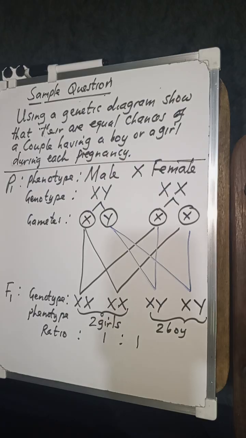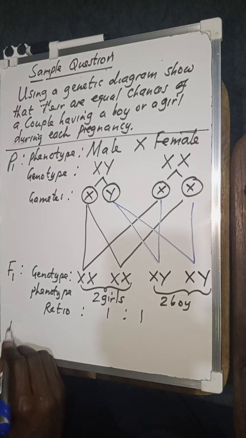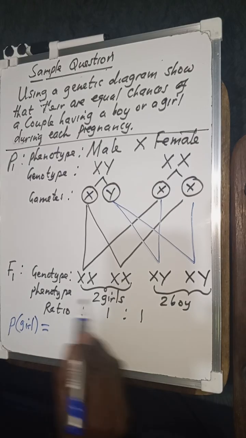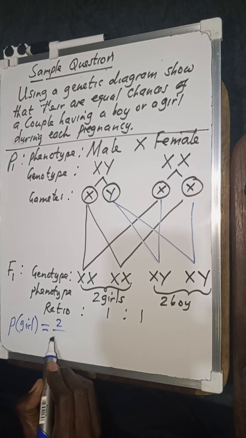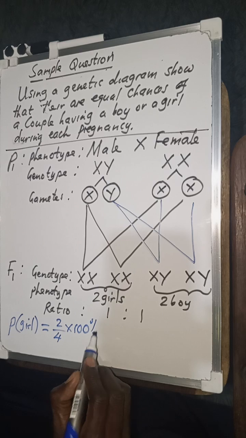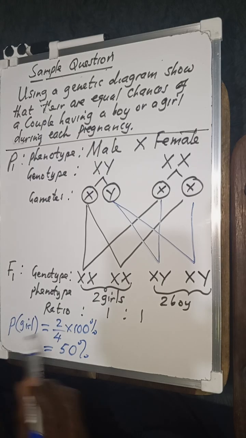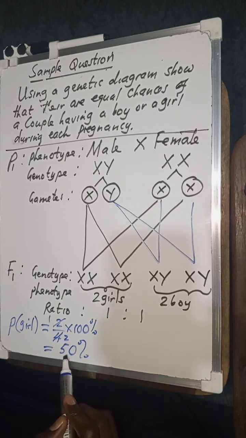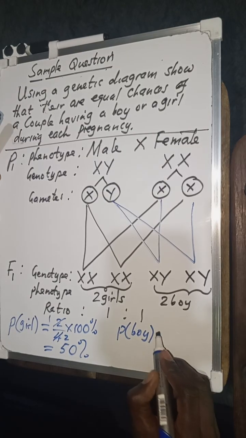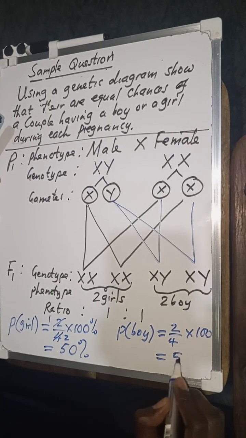So from this question, it is possible for us to know what is the probability of them having a girl child and what is the probability of them having a boy child. So the probability of girls, how many girls were produced? There were 2 over the total number of children. There were 4. Then you multiply this by 100%. So when you reduce that, this will give you 50%, because 2 into 100 will give you 50. What about the probability of them having a boy? Well, again, it will be 2 over 4 multiplied by 100%. So that will give us 50%.